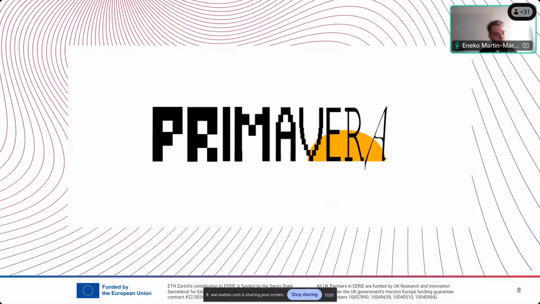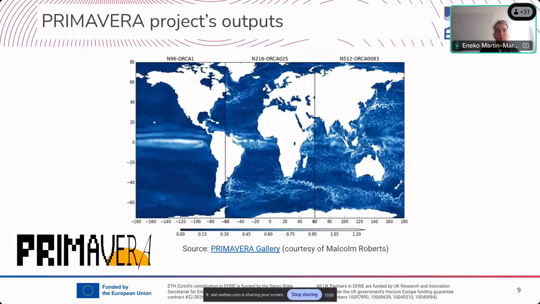So PRIMAVERA was running from 2015 to 2020. And this is, for example, the output from the HadGEM3 family of models. We have again 1 degree in the ocean, 0.25, and 1/12 on the right, and with different atmosphere resolutions as well. So it's also an Earth system model, and we can easily see how the dynamics of the ocean surface change with the resolution. On the right we have much more fine structure than on the other ones.